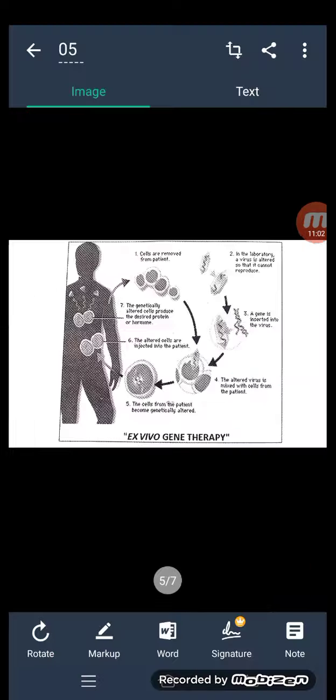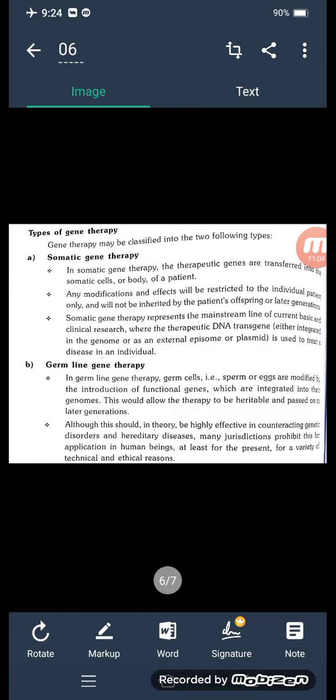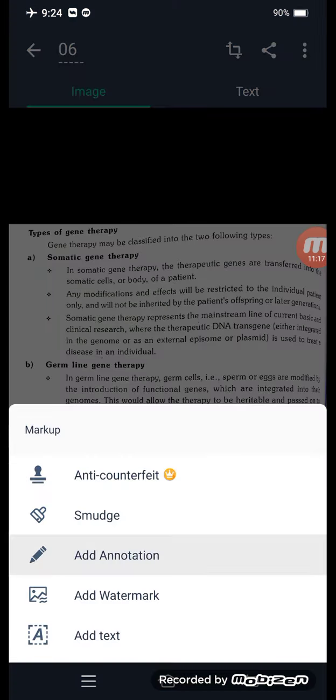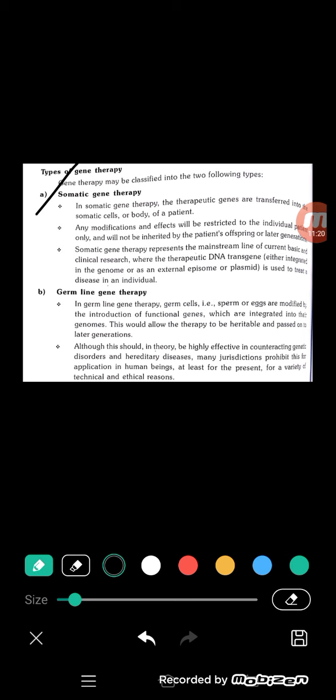And the next one, types of gene therapy. Different types of gene therapies are there, and they are classified into two main types. The first one is somatic gene therapy, and the second one is germline gene therapy.